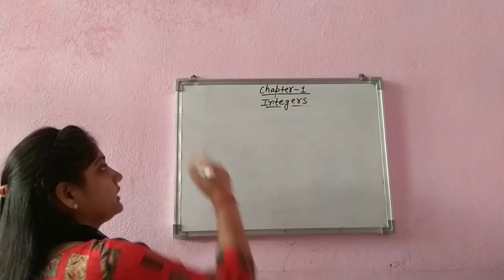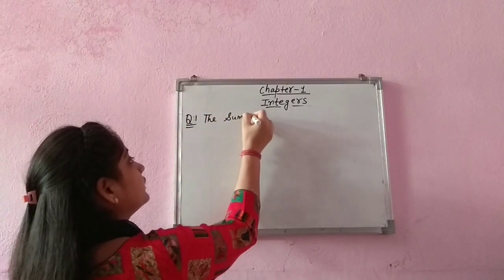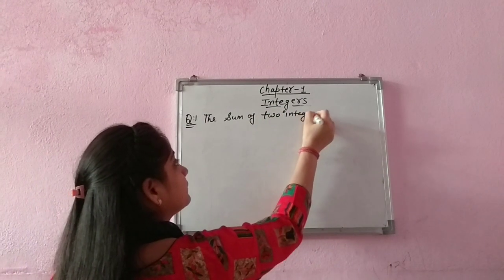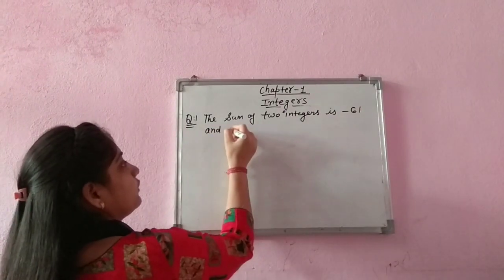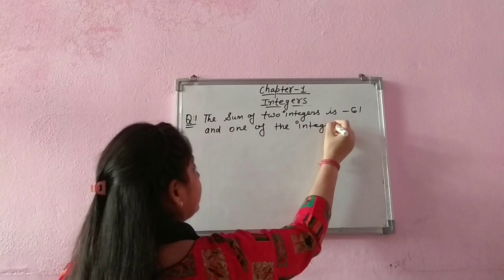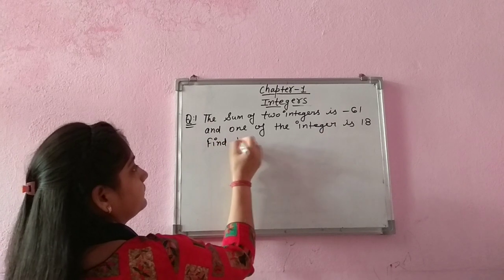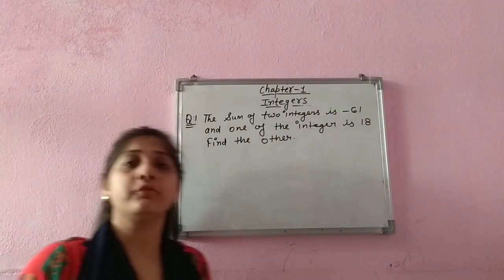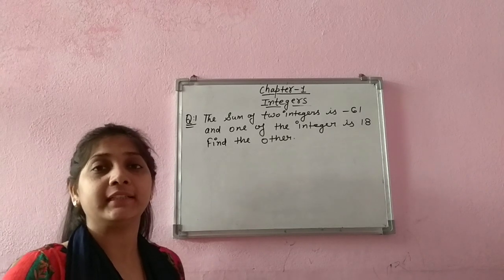The first question is: the sum of two integers is -61 and one of the integers is 18. Find the other. So this is a question where the sum of two integers is given, one of the integers is given, and you need to find the other integer.